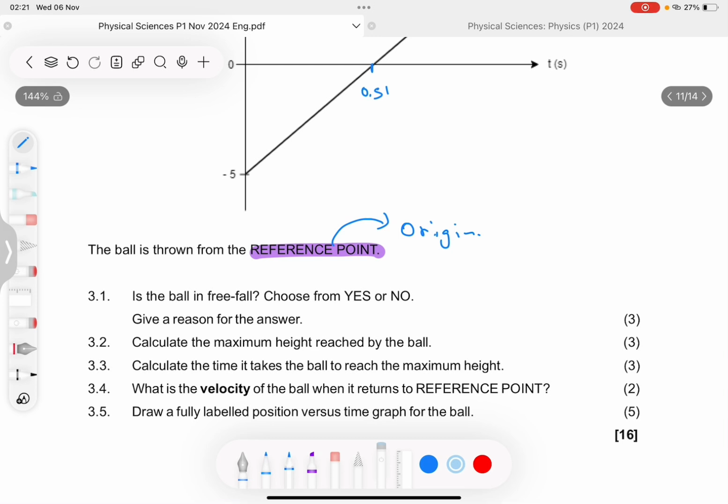3.4 says, what is the velocity of the ball when it returns to the reference point? Now, this question is a very specific question. They don't say calculate, they say what is. Even the mark allocation here says 2. It means you have to just write the answer without doing any calculations.